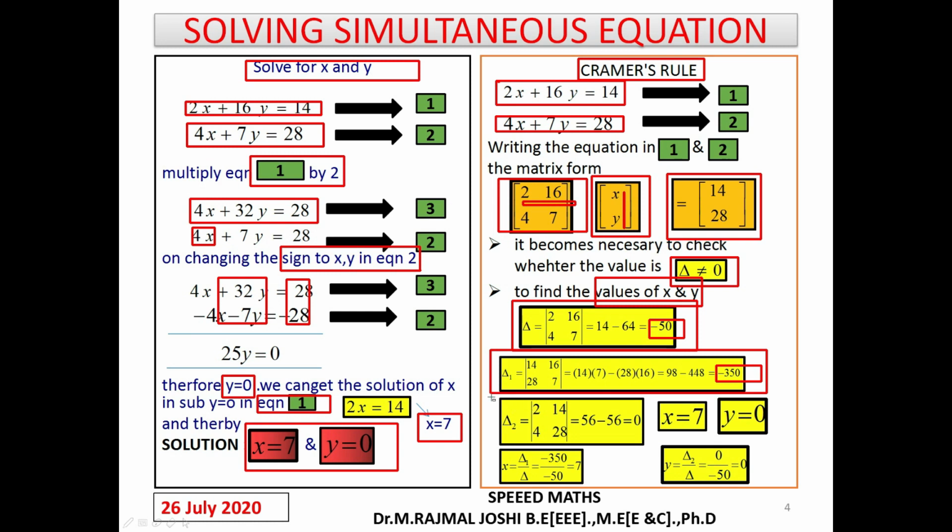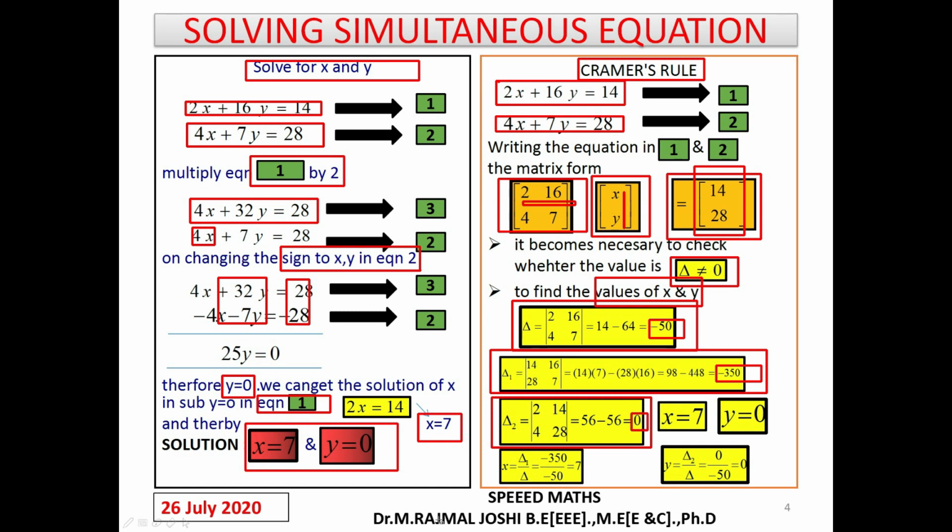Now we follow the same procedure to find del 2. In del 2, write the first column as it is from the del, and in the second column we have 16 and 7 in the del. Replace this with 14 and 28, the right hand side values from the given equations. So you will get 2, 4, 14 and 28, which gives 56 minus 56. So the del 2 answer is equal to 0.